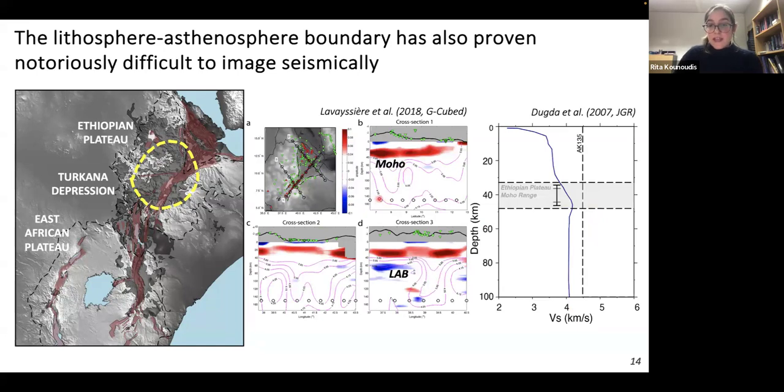Looking deeper at the LAB, we don't see a clear signature of it. Where you would normally expect to see these negative polarity S to P conversions where the LAB is located, you typically don't see it anywhere. That's telling us there isn't a big jump in wave speed between what's lithosphere and what's asthenosphere. We can also see that in 1D velocity profiles from previous studies that show this really thick gradational moho and pretty much no evidence of an LAB anywhere where there has been flood basaltic magmatism.